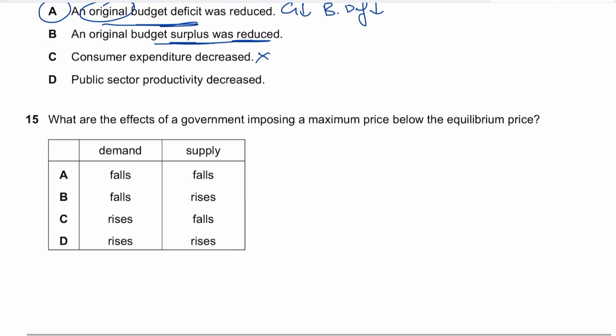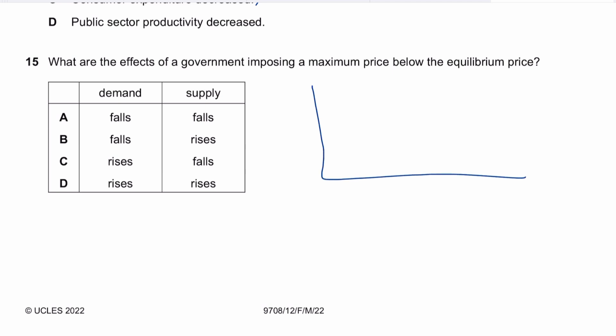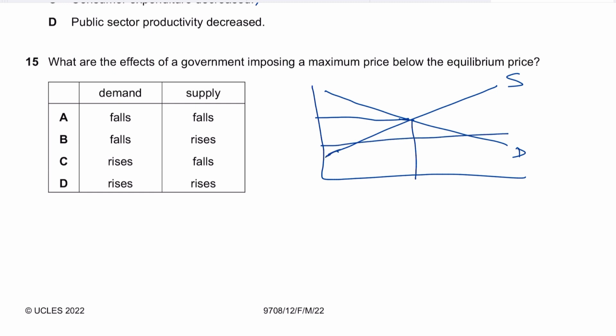Question number 15 states, what are the effects of government imposing a maximum price below the equilibrium? Maximum prices are those that the government imposes in order to make sure that the consumers are happy and can afford goods and services, especially necessities. So if the equilibrium price is high and the government imposes a maximum price, it would reduce the quantity supplied to Q1 and increase the quantity demanded to Q2. So the quantity demanded would go up. So yeah, C should be the answer.